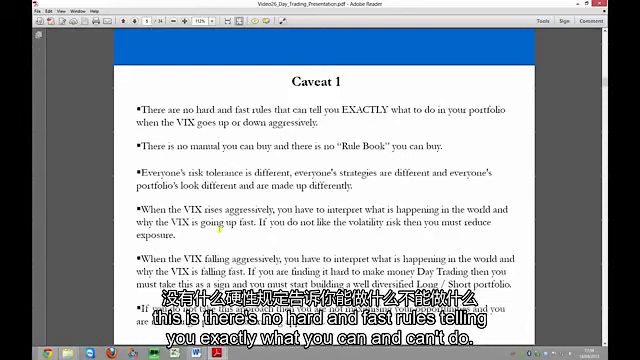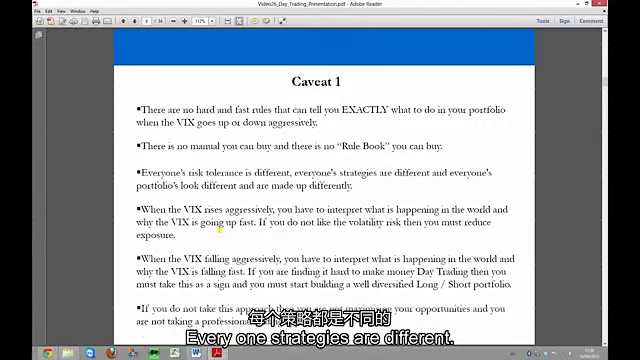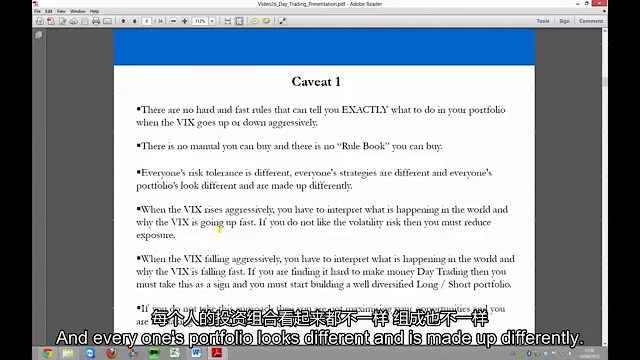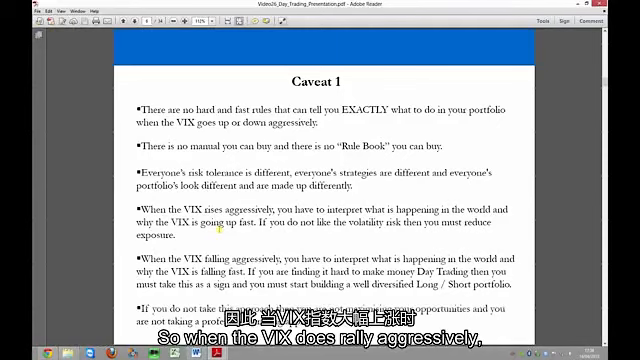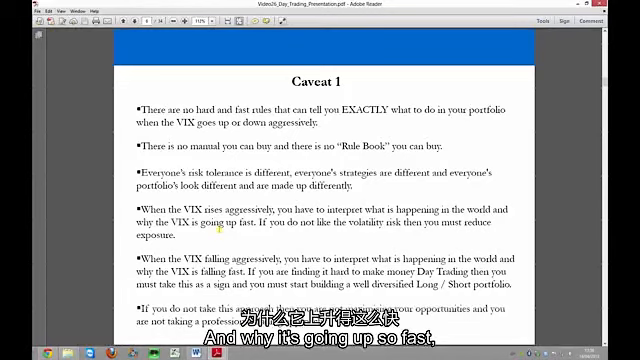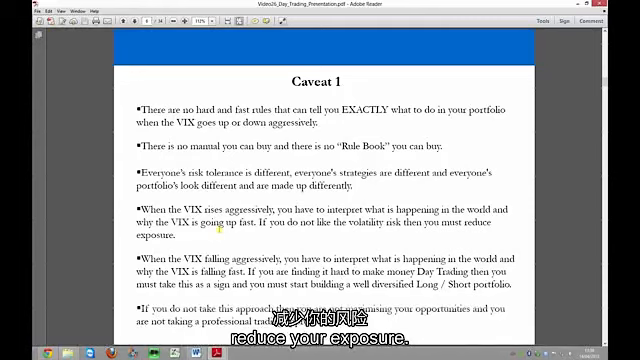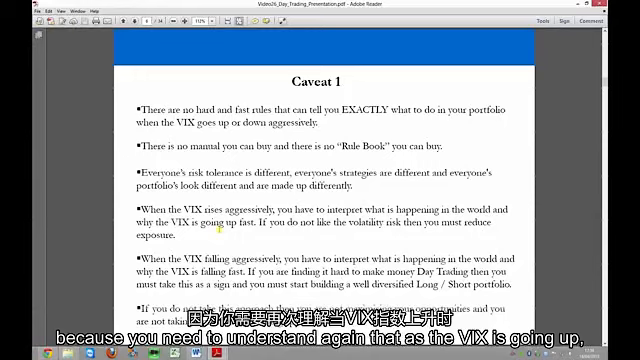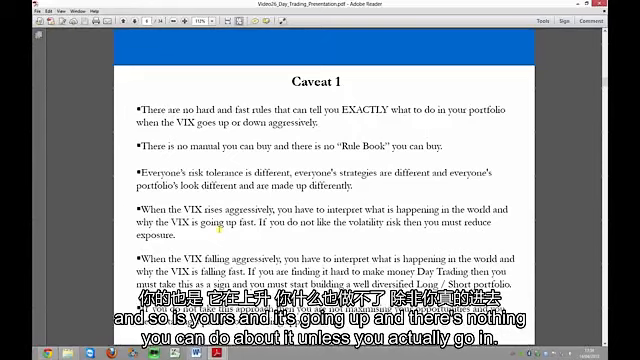So again, there's no hard and fast rules telling you exactly what you can and can't do when the VIX goes up or down aggressively. Everyone's risk tolerance is different, everyone's strategies are different, and everyone's portfolio looks different and is made up differently. So when the VIX does rally aggressively, you've got to interpret what's happening in the world at the time and why it's going up so fast. And then if you don't like the volatility risk, then just reduce your portfolio, reduce your exposure, because you need to understand, again, that as the VIX is going up, the world's portfolio risk is going up, and so is yours. And it's going up, and there's nothing you can do about it unless you actually go and reduce your exposure.